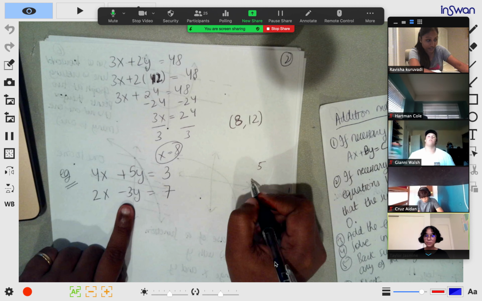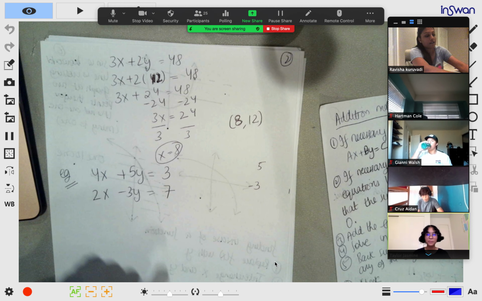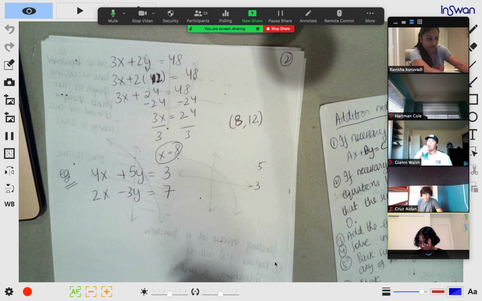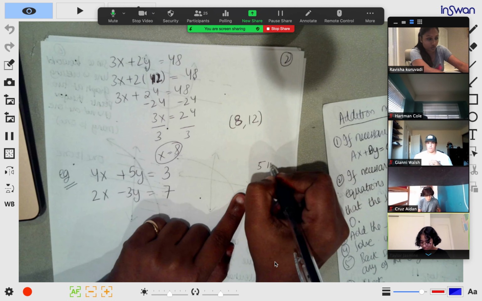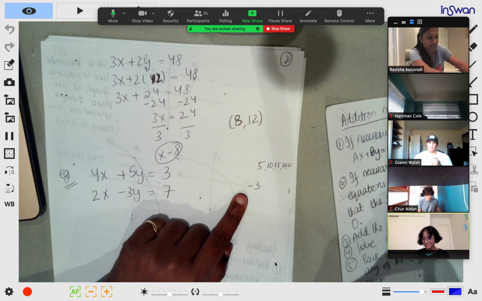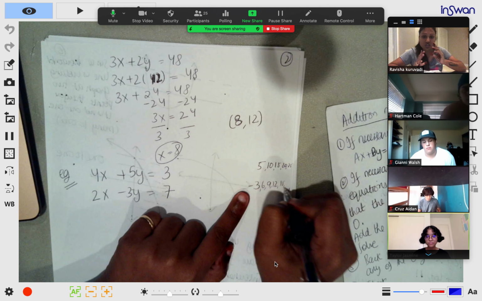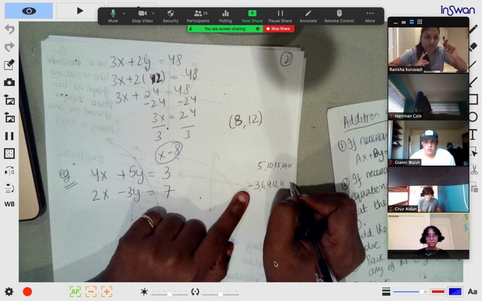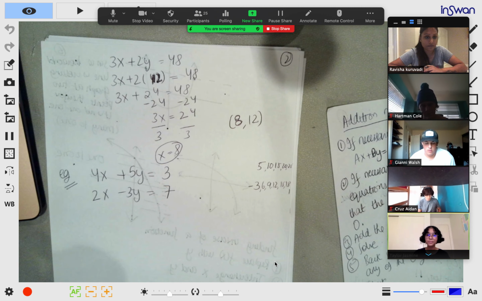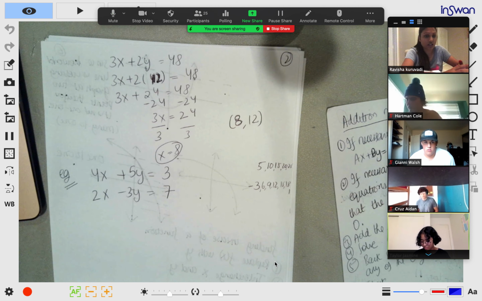-3, right? Okay, let's make factors. Multiples of 5 are 5, 10, 15, 20, 25 and so on, right? Multiples of 3 are 3, 6, 9, 12, 15, 18 and so on. What's common between the multiples of 5 and multiples of 3? 15. So I have to make one as 15, one as -15. Since this is already negative and this is positive, I don't have to worry.